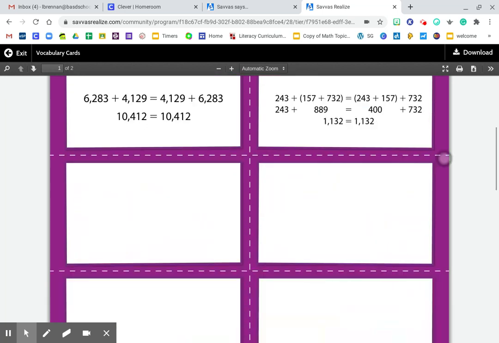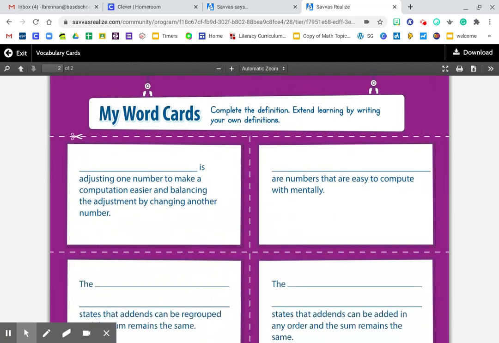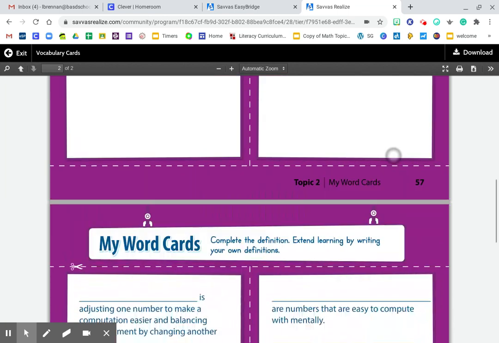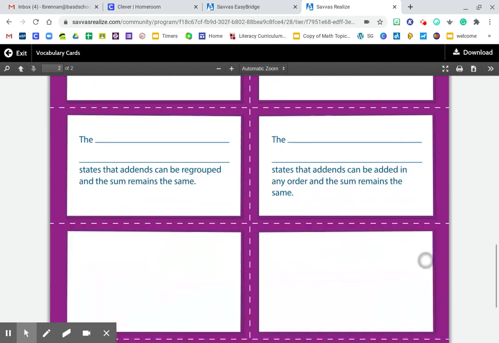Compatible numbers is adjusting one number. Oh, wait, what are we doing here? Oh, wrong thing. What am I doing here? All right, let me come down to these guys here.